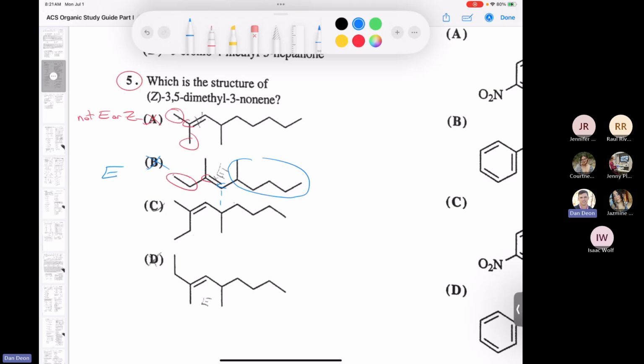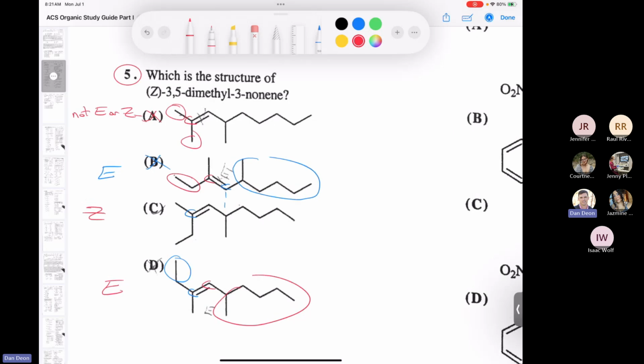If you look at C, if we look at this carbon in blue, it's the ethyl group that's going to take precedence. If you look at this carbon in red, it's all of this that's going to take precedence. So this is a Z compound, so we can put a Z by that. So far, so good. And then if you look at the last one quickly, you can see that the ethyl group is going to take precedence, and if you look at this carbon, you can see that this group, so this is an E compound. So C had better be the right answer. Otherwise, we're in serious trouble.